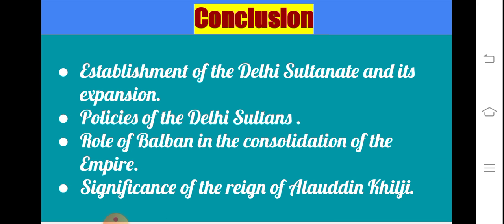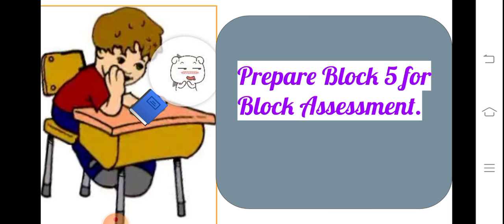Okay, so now our discussion is over. So what we have discussed in this block is the establishment of the Delhi Sultanate and its expansion, policies of the Delhi Sultans, role of Balban in the consolidation of the empire, and significance of the reign of Alauddin Khilji. So our discussion is over, children.